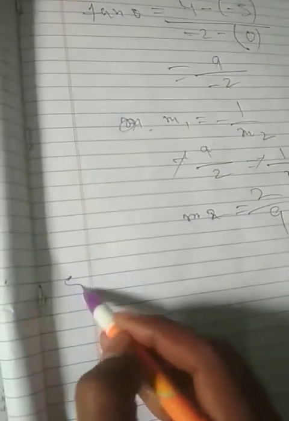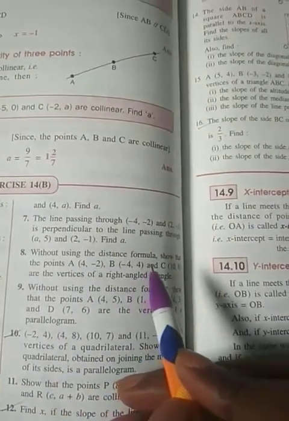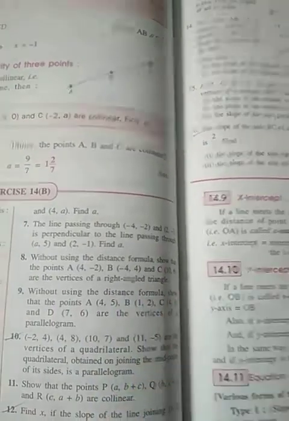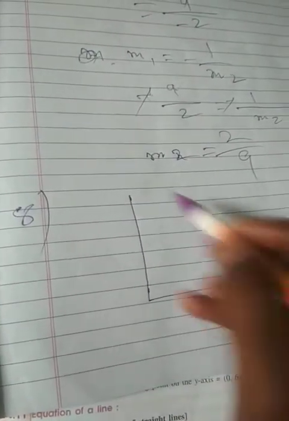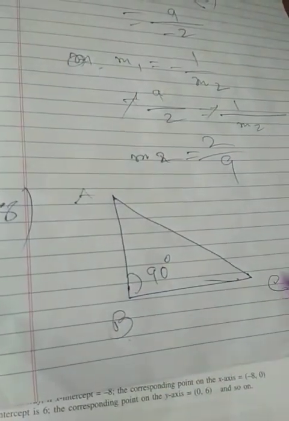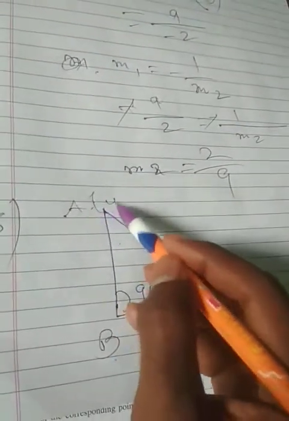Okay, I am solving the other problems, like math number 8. Prove, without using the distance formula, that these points are the vertices of a right angle triangle. Okay, you have to know about the right angle triangle. A right angle triangle means this angle is 90 degrees. Let's check. I am giving the name: this is ABC, and the 3 points are given.